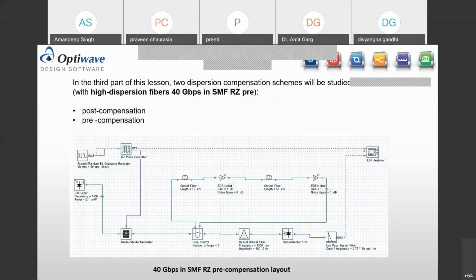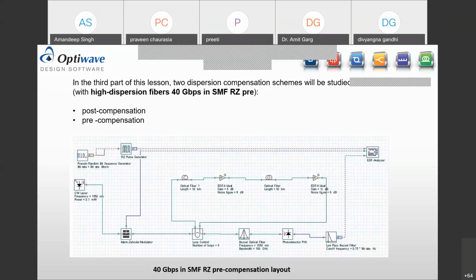Now, if we talk about pre-compensation, I do hope those who are using OptiSystem must have gone through such type of simulations where the pre and post simulations are being analyzed. Means when the dispersion compensation fiber is shifted before the actual fiber for the transmission purpose, that is known as precondition. When dispersion compensation fiber is used after the main optical fiber or SMF, that is a post condition.